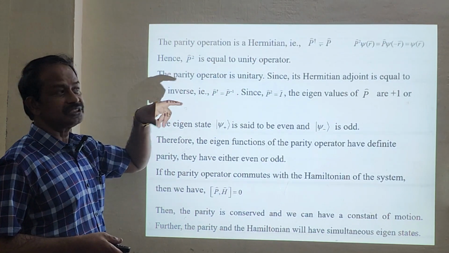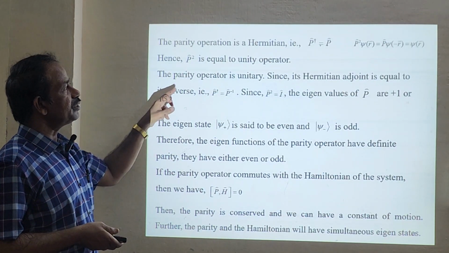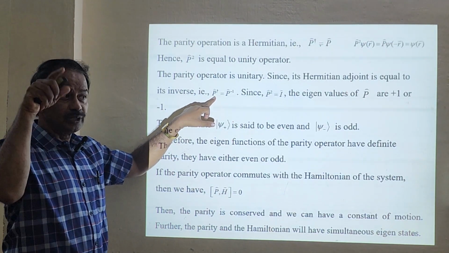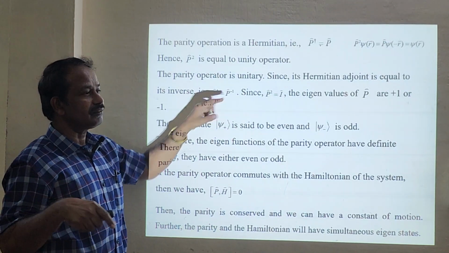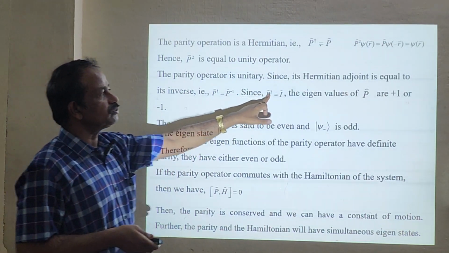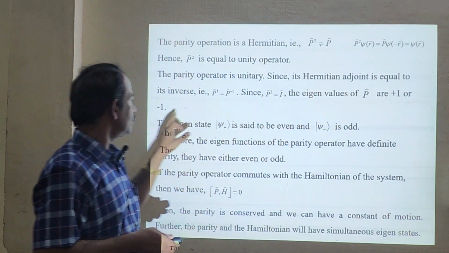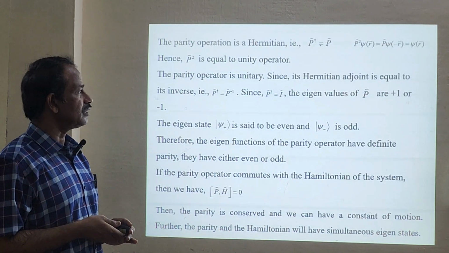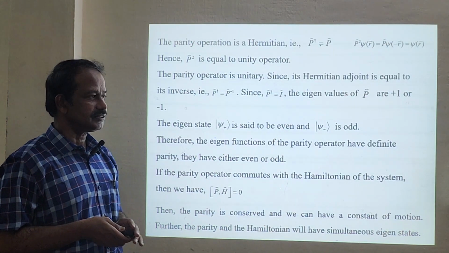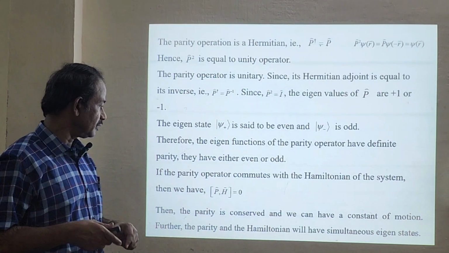Okay, the parity operator is a Hermitian operator. So P dagger will be your P. P squared is equal to the unit operator. The parity operator is unitary, since its Hermitian adjoint is equal to the inverse. As we just discussed, U dagger equals U inverse, correct? Similarly, P dagger equals P inverse, and P squared will be equal to 1. That is a unitary operator. The eigenvalues of P will be plus or minus 1. Very important, one more question: the eigenvalue of the parity operator will give you plus 1 or minus 1. The eigenstate psi plus is said to be even, psi minus is said to be odd. Therefore, the eigenfunctions of the parity operator have definite parity. They have either even or odd.